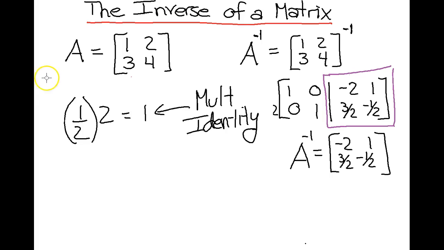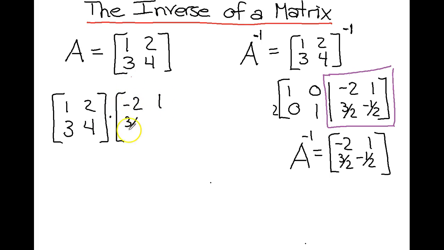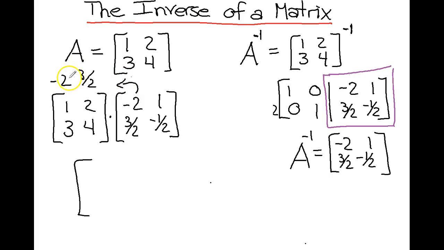The same holds true with matrix multiplication. When you find an inverse and multiply a matrix by its inverse, you should get the multiplicative identity. So I'm going to multiply 1, 2, 3, and 4 by my inverse, and I better get the identity. I bring up the first column, negative 2 and 3/2. When I multiply, I get a negative 2, and I add to that 6/2 or 3. Now my second row: negative 2 times 3 is a negative 6, and 3/2 times 4 is 12/2 or 6.